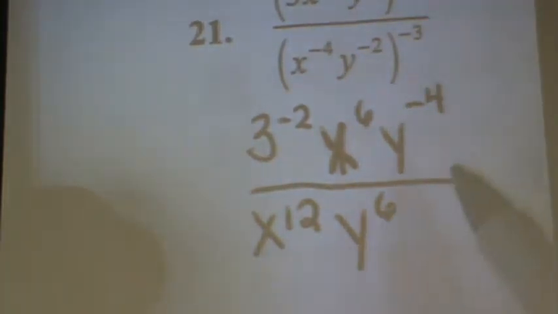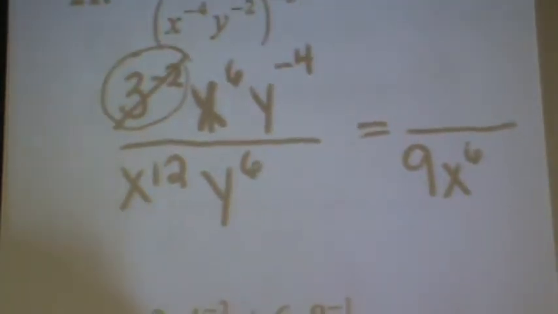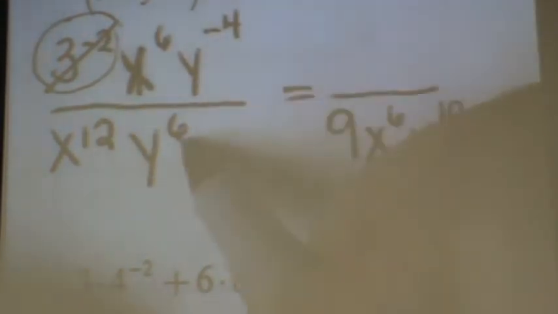So let's look at our negative exponents. This has to go down in the denominator. So it's going to be 3 squared, which is 9. That's gone. Now as far as the x's go, you have 6 x's on top and 12 on the bottom. So that's going to be x to the 6th left on the bottom. In the y's, I bring these 4 y's down here, and you get y to the 10th, because 6 plus 4 is 10.